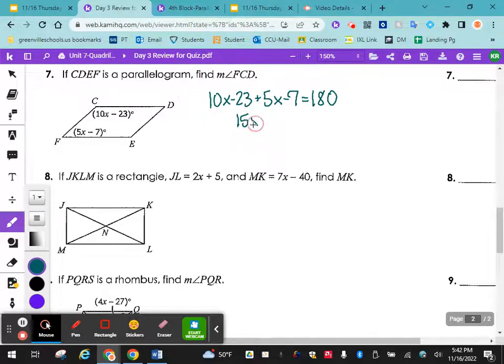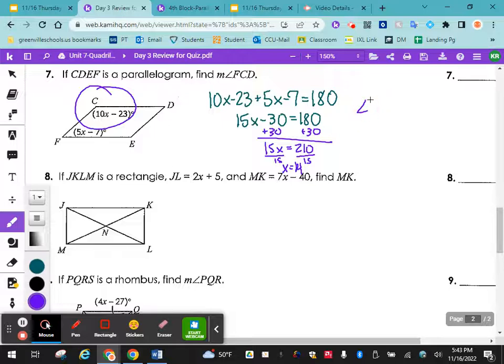Combine like terms. Add over your 30. Eight, 9, 10, 11. Divide over by 15. X equals 14. Go back and plug that in. We're looking for F C D, so we're looking for this angle. So from angle F to C to D is 10 times 14 minus 23. Put that all in a calculator and you'll get 117. So that's your answer, 117 degrees.